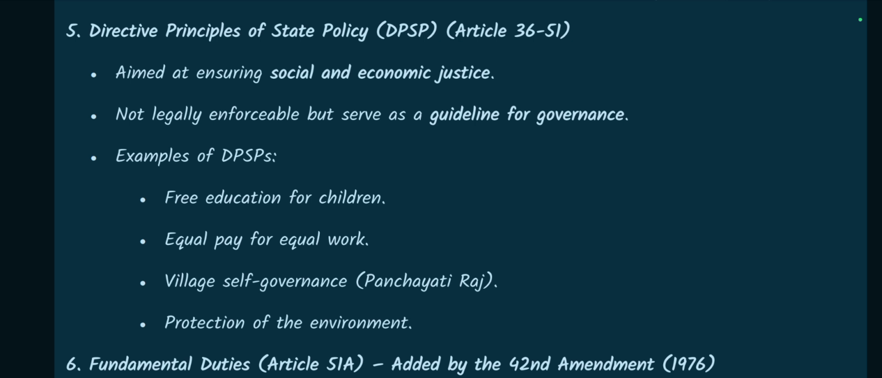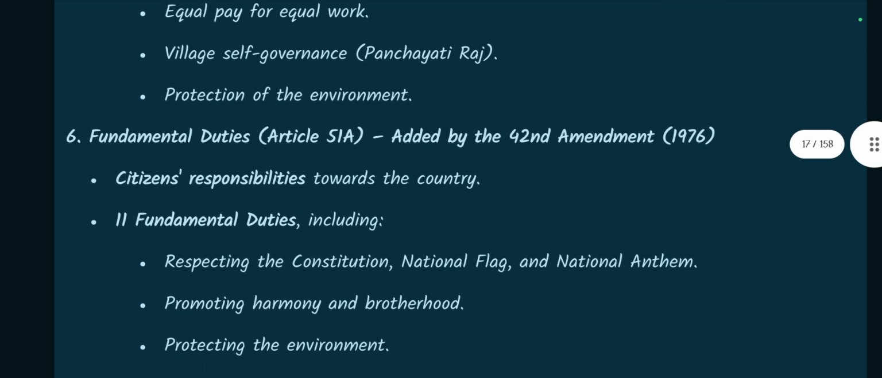Directive Principles of State Policy, DPSP, from Articles 36 to 51. DPSP aimed at ensuring social and economic justice, not legally enforceable but serve as a guideline for governance. Examples of DPSPs: free education for children, equal pay for equal work, village self-governance like Panchayati Raj, protection of the environment.